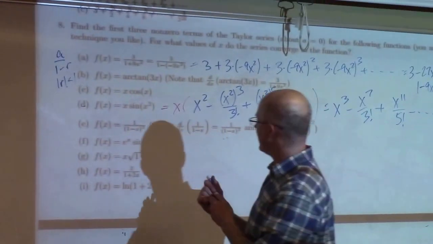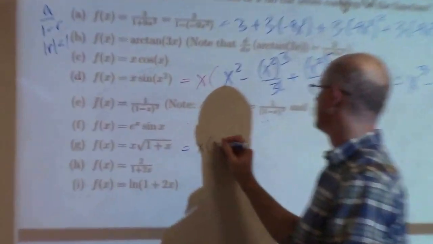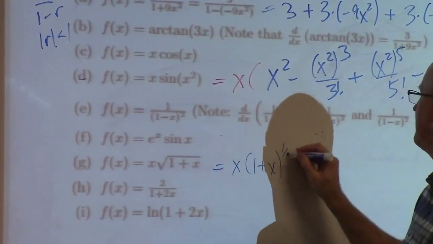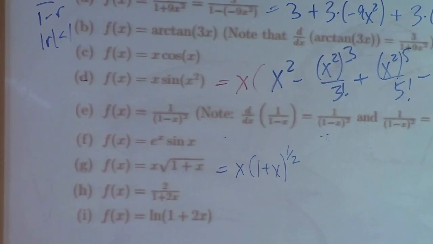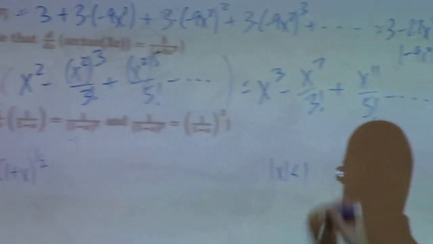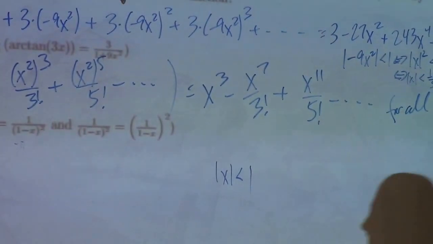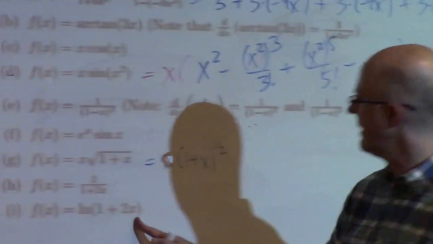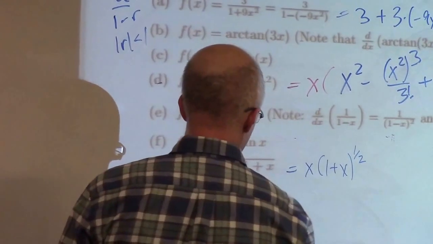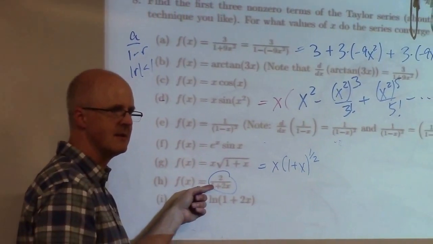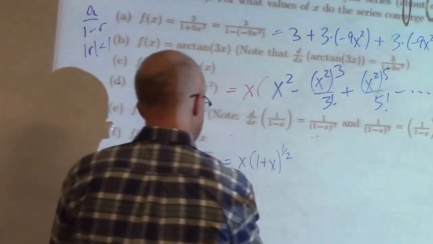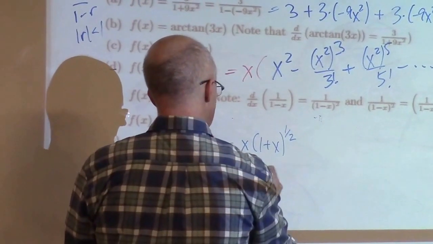This one involves the binomial series with p equal to 1/2. That kind of binomial series will converge when this is true. To get the one for natural log of 1 plus 2x, you want to integrate the series for this one. And this one is the sum of a geometric series.